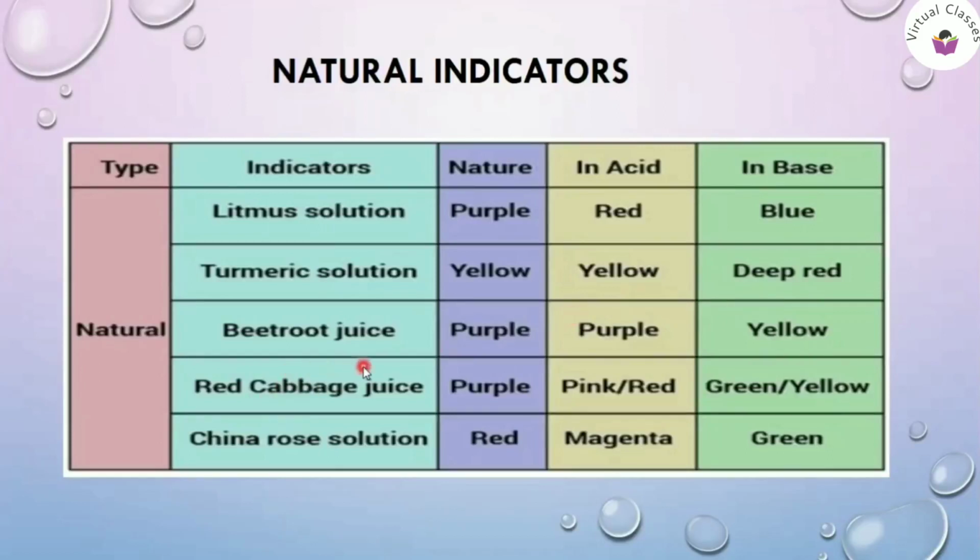Then beetroot juice, its actual color is purple. In acidic medium, it remains purple, but in basic medium, it gets converted to yellow. Red cabbage juice or red cabbage extract is actually of purple color. In acidic medium, it gets converted to pink to red color, and in basic medium, it gets converted to green to yellow color.